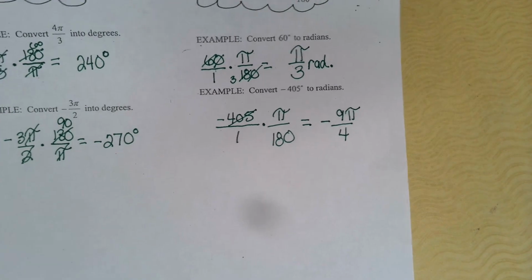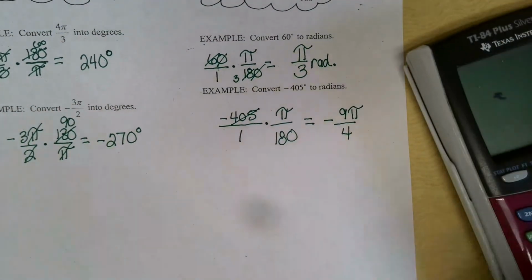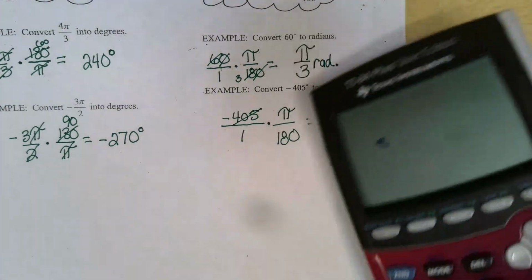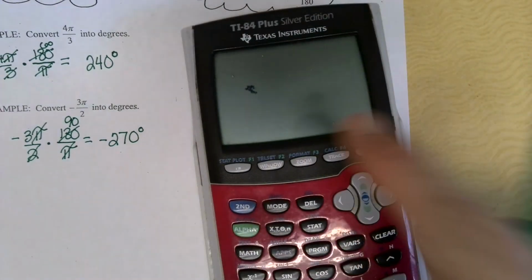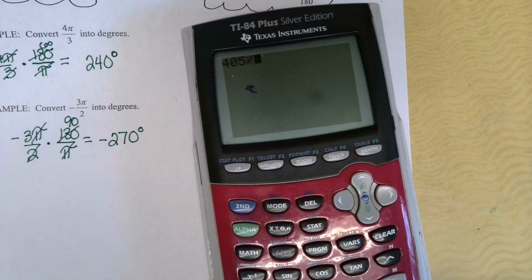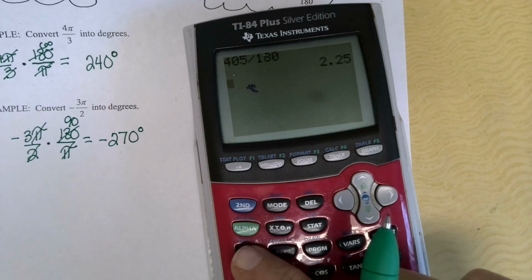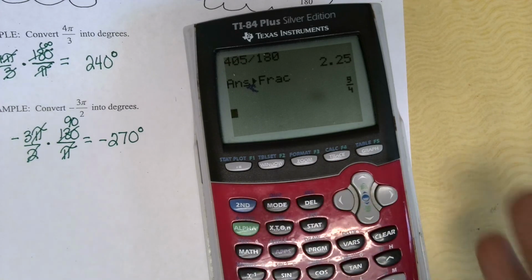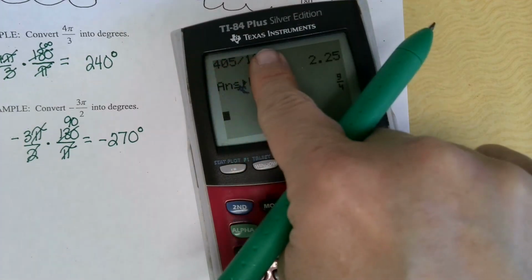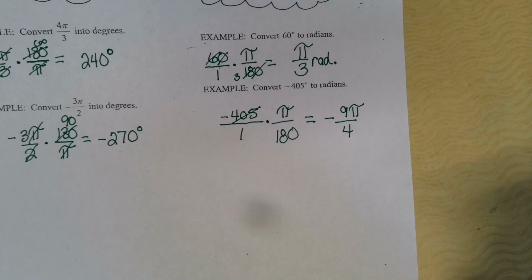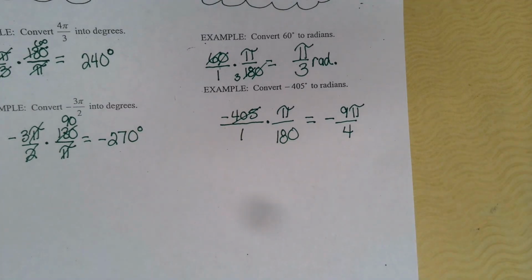If you're using your calculator for this one, guys, do most of the work without your calculator. Use your brain, okay? But if you have one that's bigger like this, if you have a graphing calculator, remember it's just 405 divided by 180, and then math, enter. There you go. If you're on the other calculator, put 405 over 180 in with the ABC key, and then change it to an improper fraction. And I've shown you that before, so you should be good.